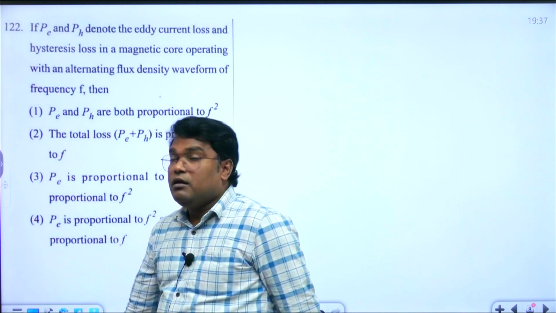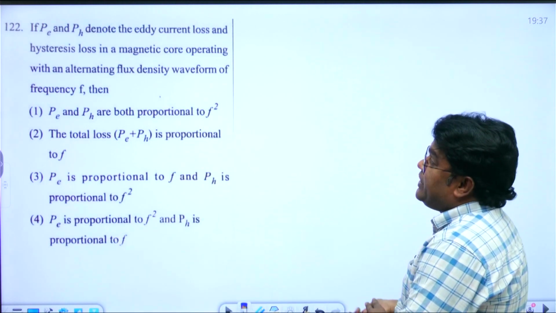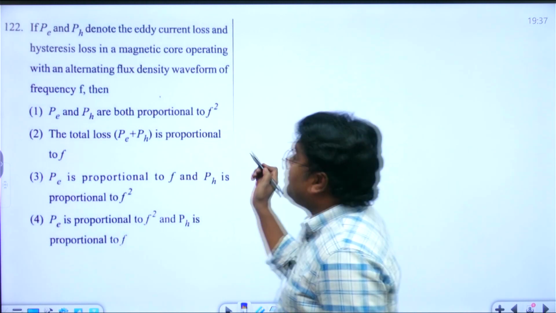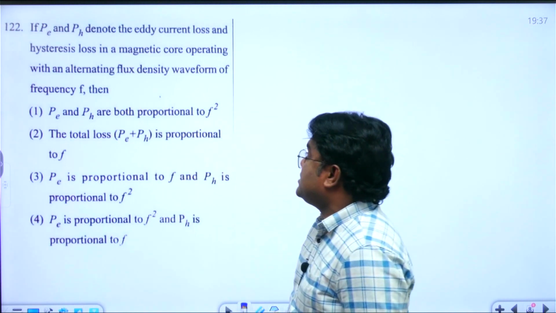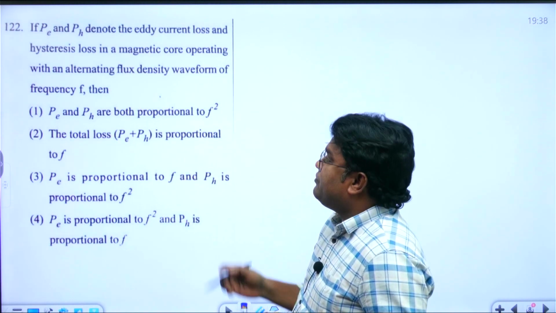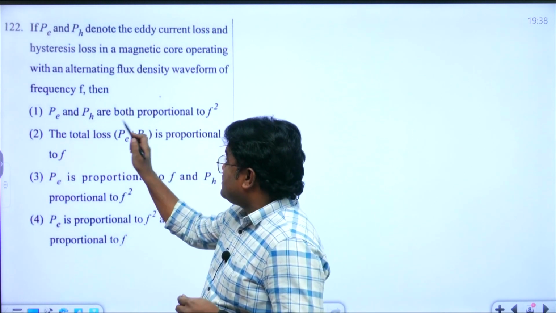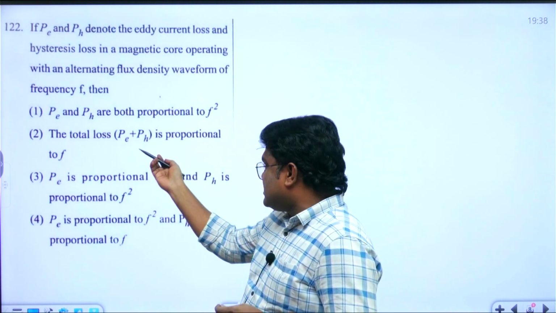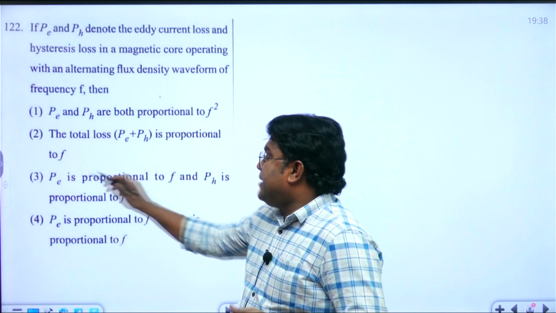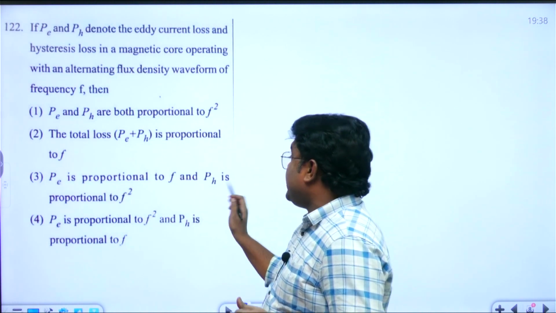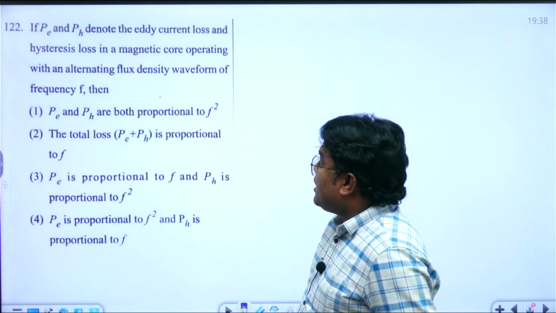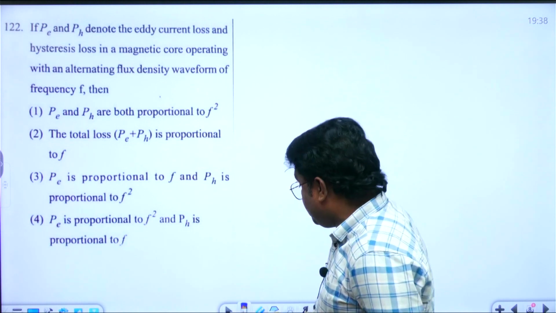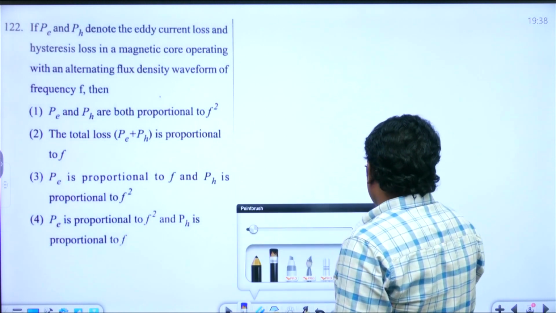Now another question. If PE and PH denote the eddy current loss and hysteresis loss of a magnetic core operating with an alternating flux density waveform of frequency f, then the options are: PE and PH are both proportional to the square of the frequency; the total loss is proportional to the frequency and PE is proportional to the frequency; PE is proportional to the square of the frequency and PH is proportional to the frequency. Now, how do we answer this question?